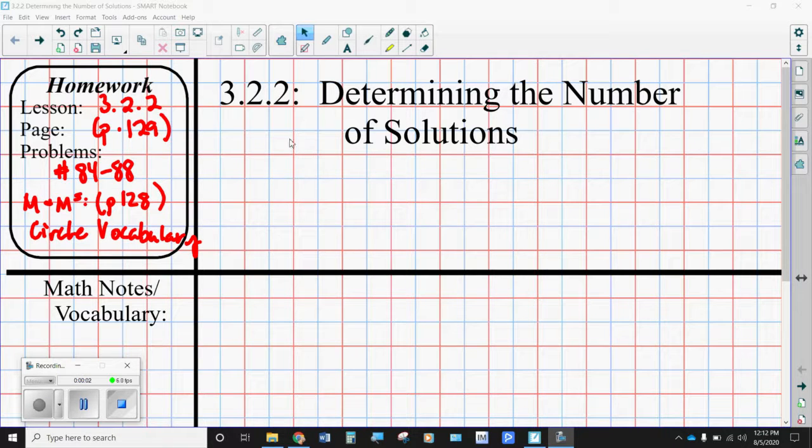Alrighty, so today's lesson 3.2.2, we are going to deal with some different equations where there isn't always going to be just one solution. We've already seen some situations of this, but let's go back over it and work through the process of solving these equations. They're going to be a little bit more complex.